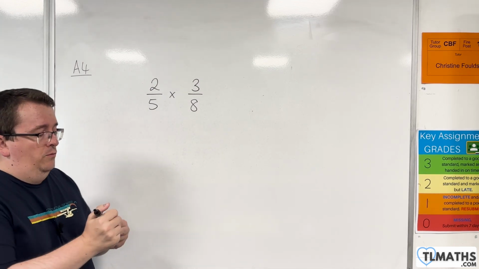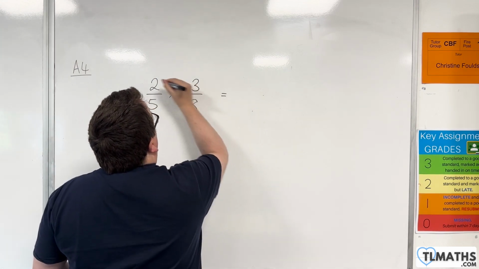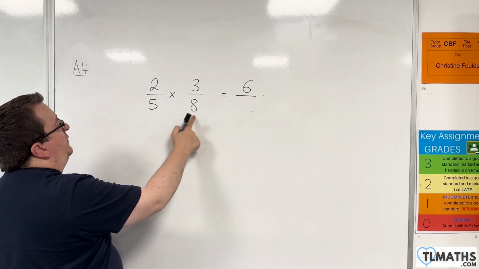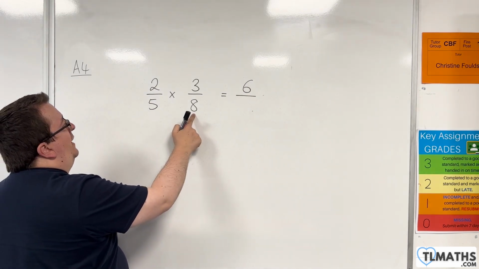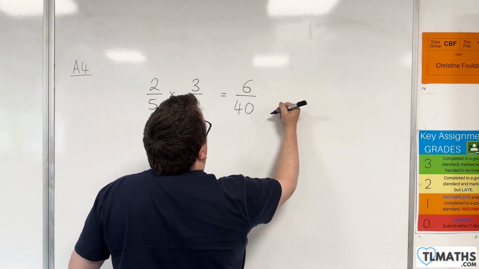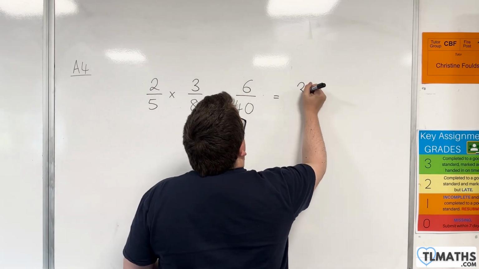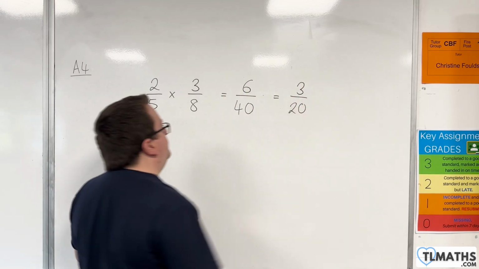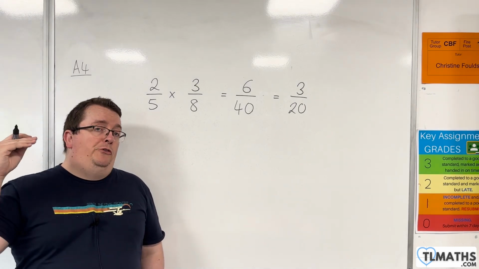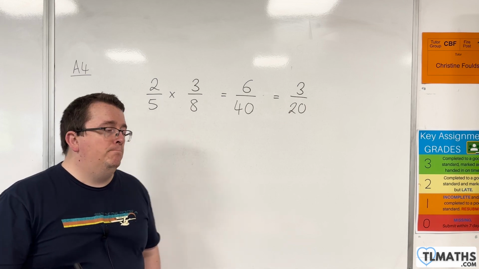What you did was you needed to multiply the numerators together. So you would have 2 times 3 is 6. And then the denominators get multiplied together. 5 times 8 is 40. And then in this case, we can simplify this fraction down because we can divide top and bottom by 2, and we will get 3/20. So 3/20 is our answer. So we need to multiply the numerators together, multiply the denominators together.